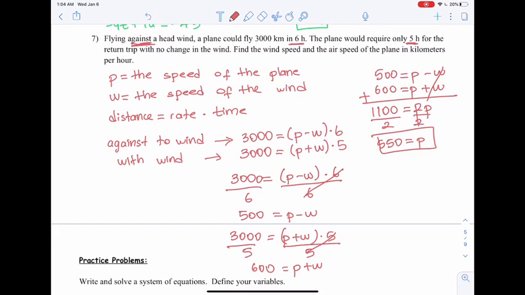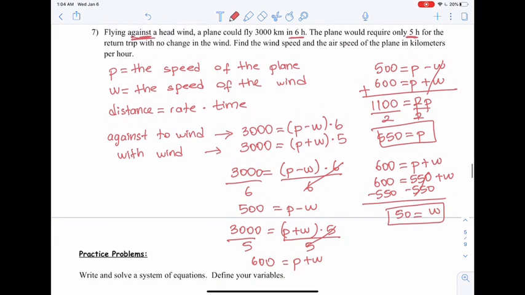And let's plug this in and substitute in either the first or second equation to find W. I'm going to choose the second equation. So 600 is P plus W, and let's substitute 550 for P, and subtract 550 from both sides. And from here, W will be 50. Okay, we're done.